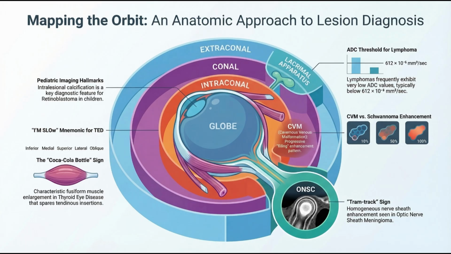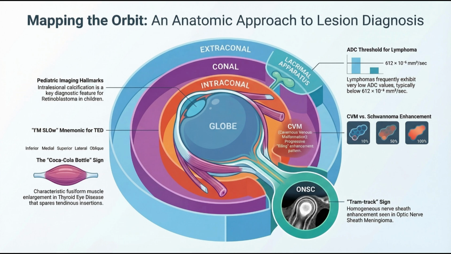The inferior rectus muscle at the bottom swells first, then the medial rectus on the inside. And then superior on top. You got it. Then the lateral rectus on the outside, and finally the oblique muscles. IMS low. So if a scan shows just a few of them swollen.